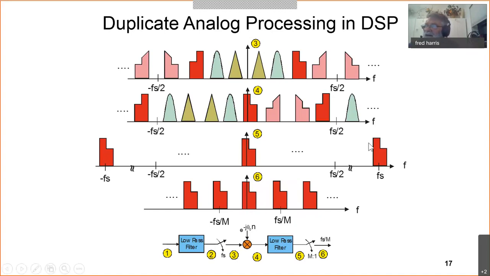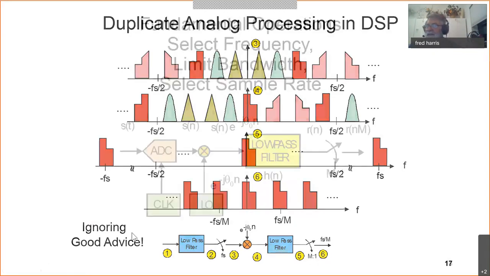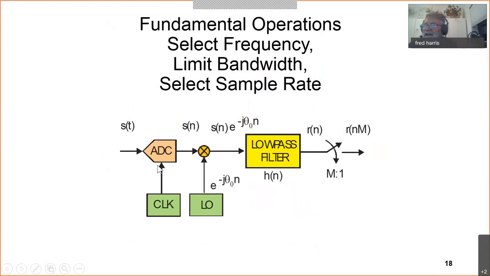Once we've reduced the bandwidth, we're now free to reduce the sample rate. You must do that if you want your company to stay in business. Now, this ignores good advice. What's the good advice? Don't copy the analog system. Now, this is what we just did. This is the system, sometimes called the Armstrong heterodyne, which says a signal arrives, we heterodyne the signal of interest to baseband. We reduce its bandwidth, and once we reduce the bandwidth, we reduce the sample rate.